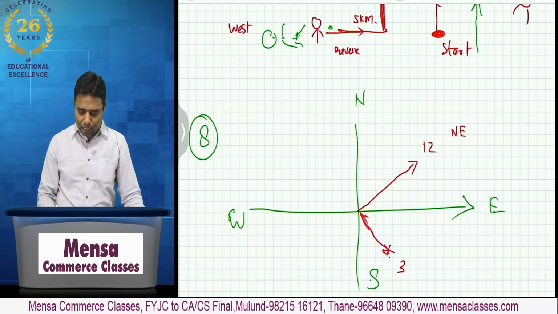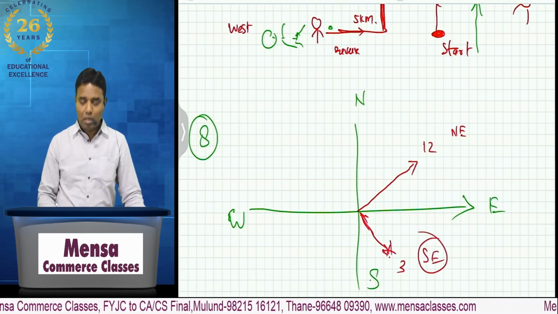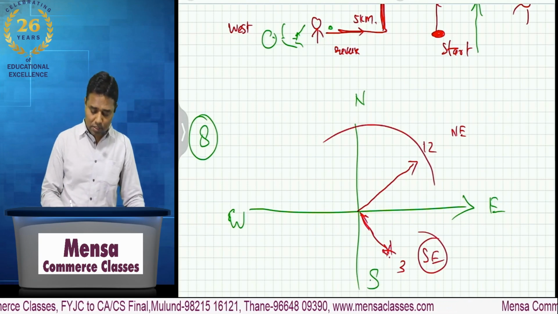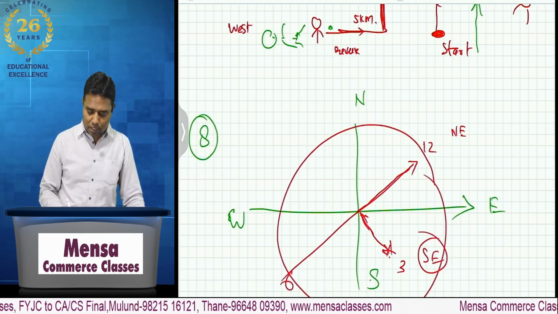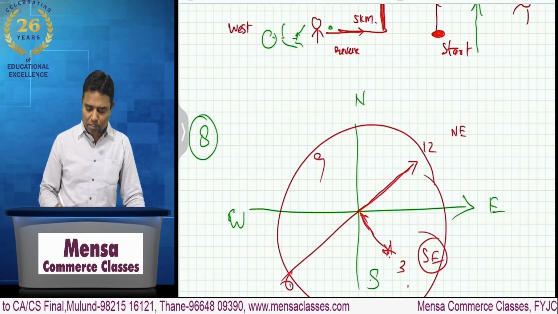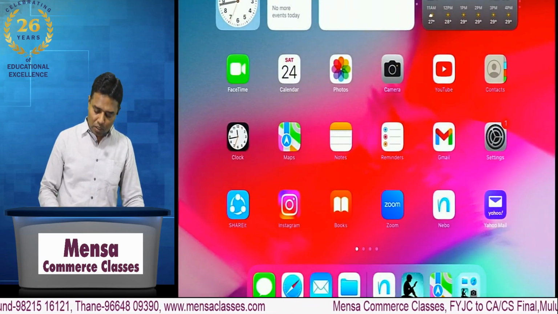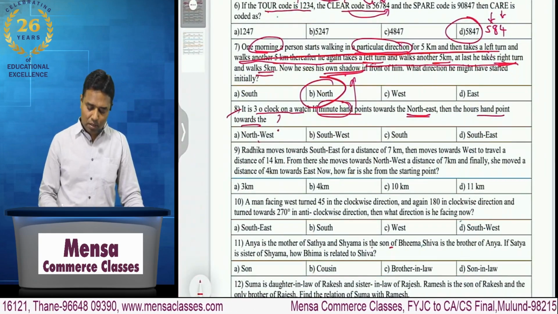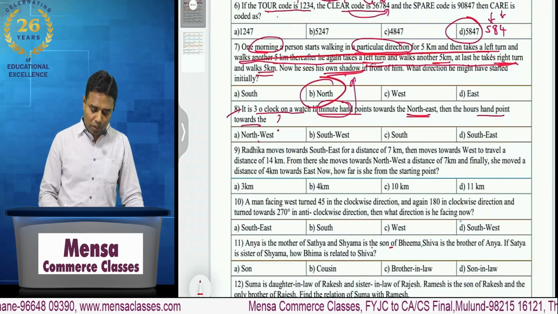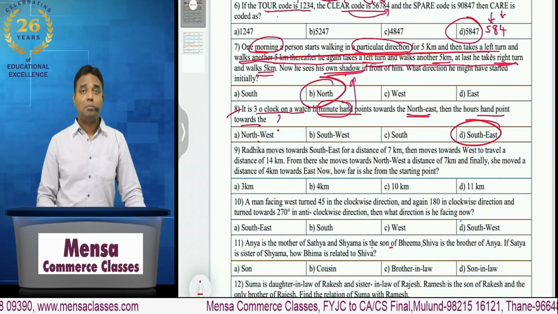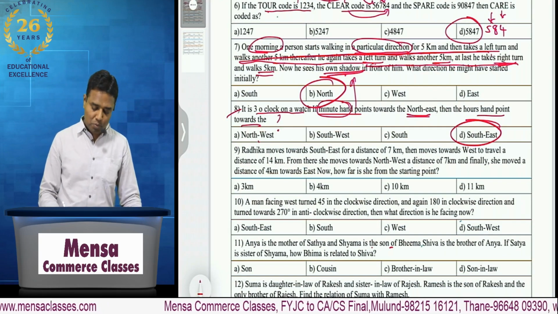So now it is northeast. This hand is facing which direction? Obviously southeast. The clock is like this. 12, this is 6, this is 9, this is 3. Got the point? Okay. So the correct option is southeast direction. That is our option number D. Okay. Let's move on to the next one.